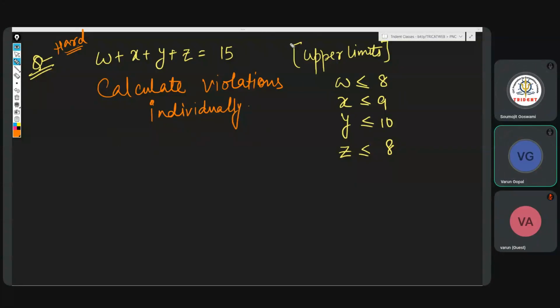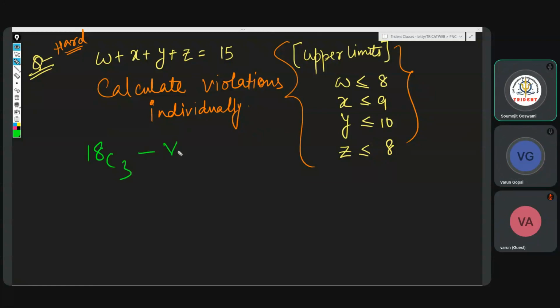Acha, without this condition, the answer would have been 18C3 minus the violations. Now, do you remember when I had just one violation, I was multiplying it by 4. If you have understood what I am trying to tell you, it will be violation for W into violation for X into violation of Y into violation of Z. So this time around, it is not going to be multiplied by 4. This is going to be 18C3 minus something into something into something into something.